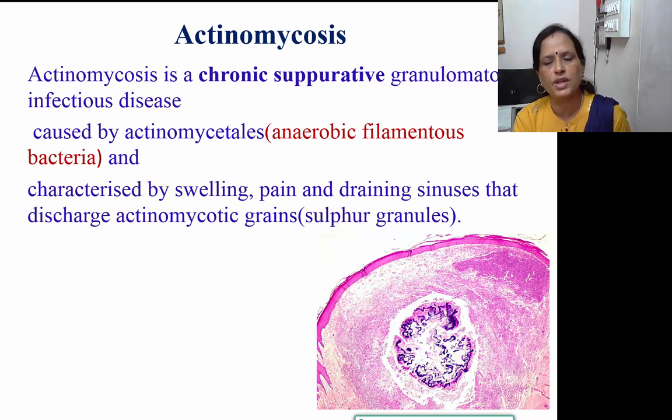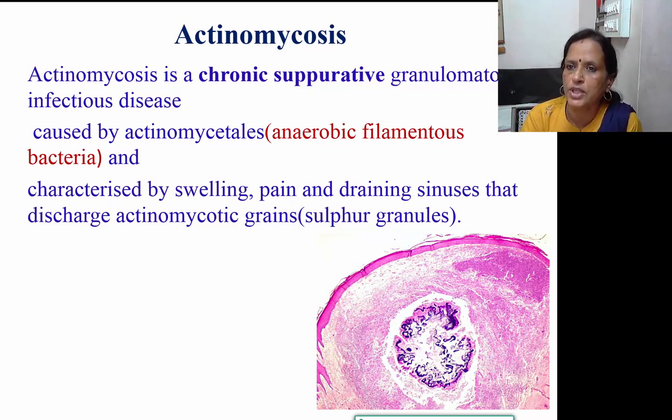Just recollect what you have learned. What is a cell very characteristic of chronic inflammation? Lymphocytes. What is a cell characteristic of acute inflammation? Neutrophils. But we have told you repeatedly that every rule has an exception. Like for chronic inflammation, though lymphocytes are the characteristic cells, one exception is actinomycosis. Though actinomycosis is a chronic suppurative disease, it shows presence of neutrophils. That's why we call it as chronic suppurative.